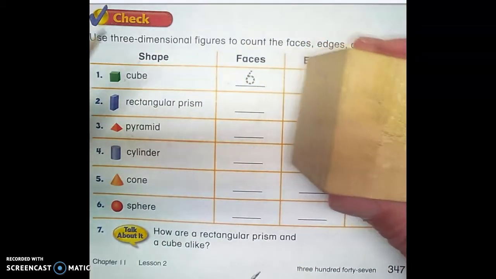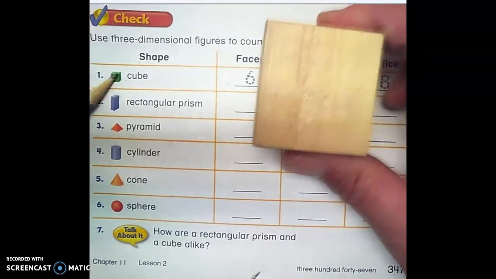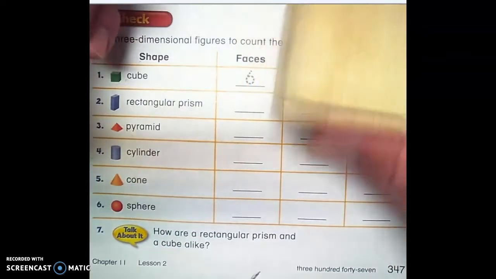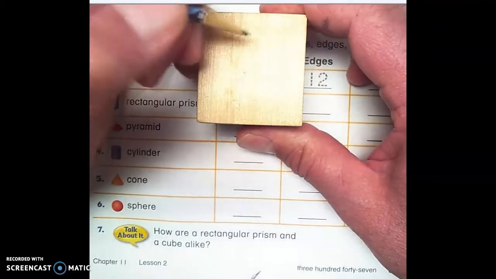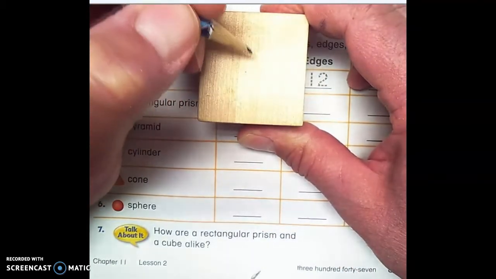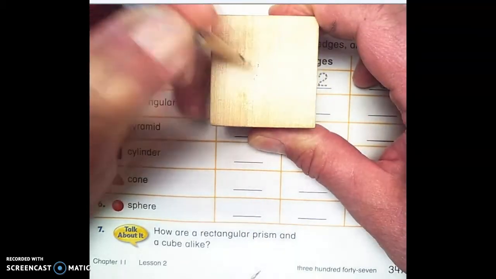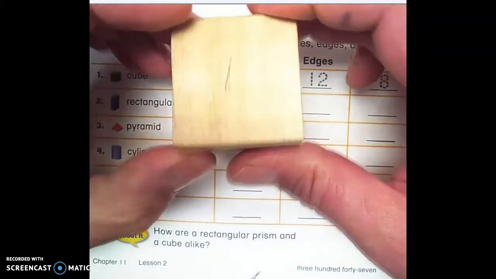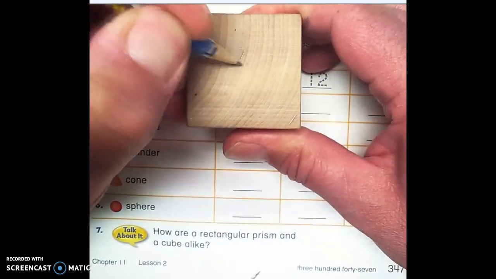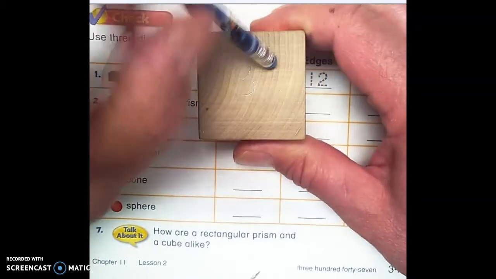Now, our first object we're going to look at here is a cube. Now, let's take a look at our cube here. We're first of all going to count the faces. And I'm going to, don't tell Mr. Wright, but I'm going to write this on here. We're going to count the faces, okay? So we have one face, two faces. Oops, that's a 3, sorry.